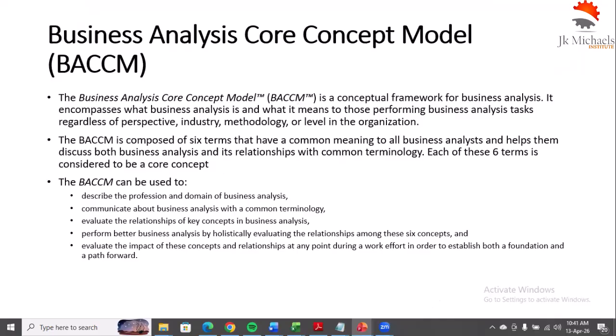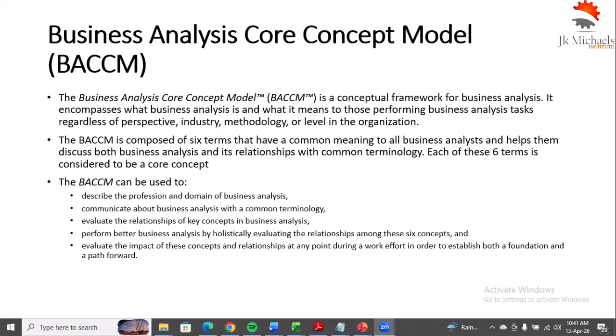Now, the business analysis core concept model is a conceptual framework for business analysts. It is the foundation of business analysis. It's the lens through which every business analyst should see their work. It encompasses what business analysis is and what it means to the people who perform business analysis tasks. And it applies across perspectives, industries, methodologies. It's composed of 6 terms, irrespective of the methodology, the industry or the level in the organization. Business analysis core concept models will work for you.